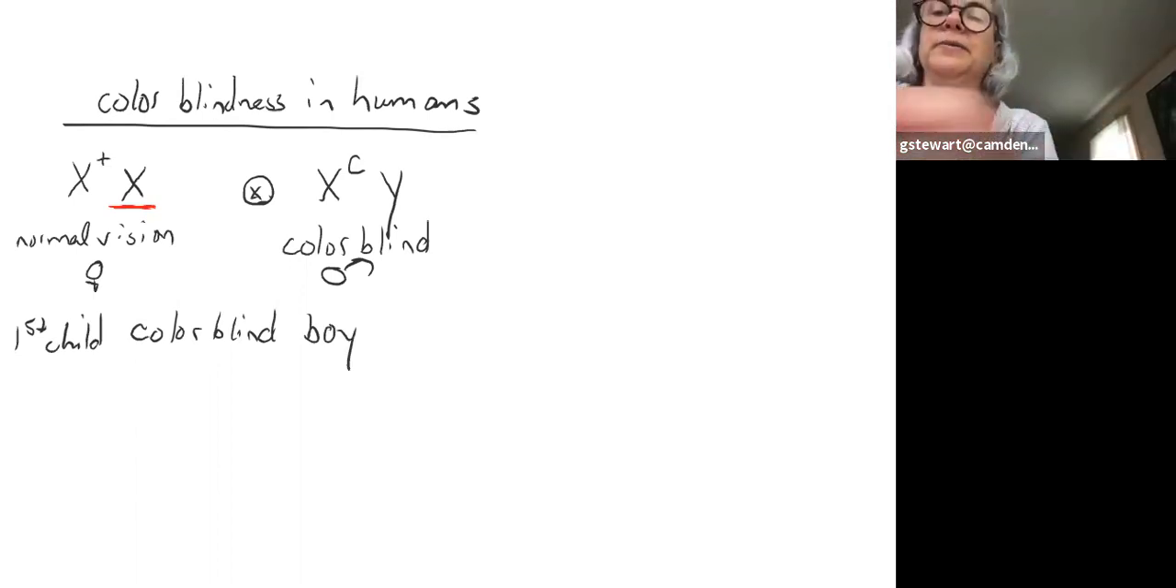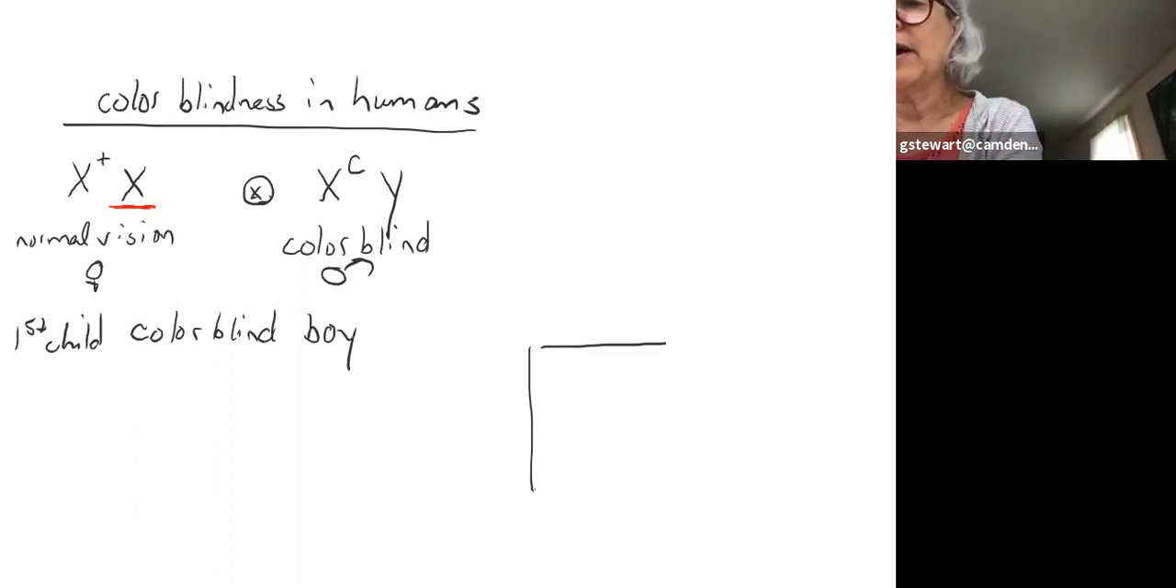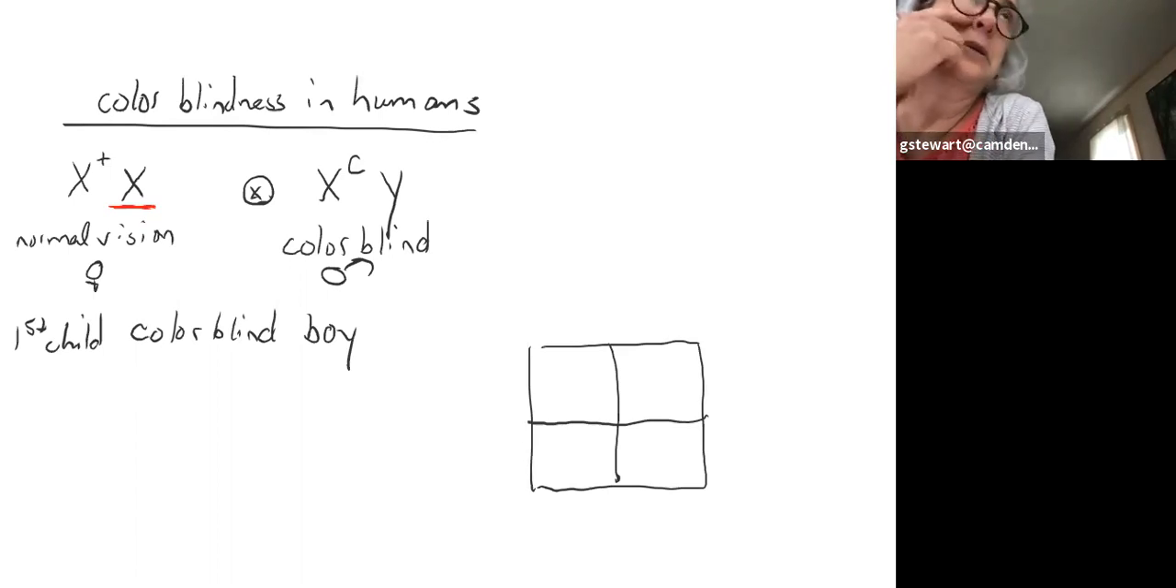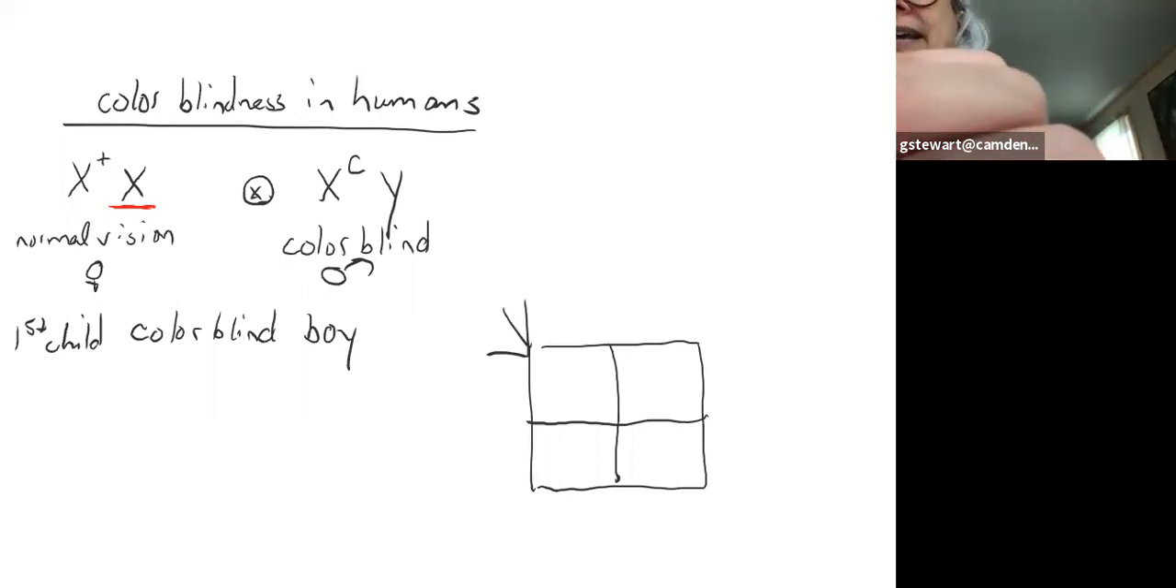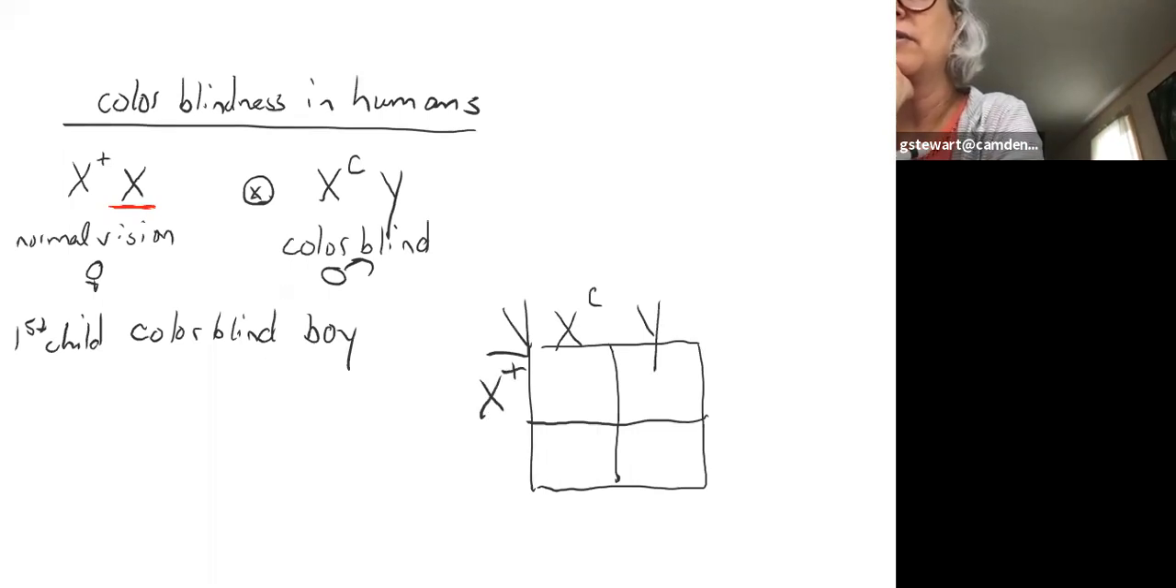Okay, so if we were drawing our Punnett square, the question might be like, what are the chances they're going to have a colorblind girl, or what are the chances they're going to have another colorblind boy? And now we would separate them by the sex characteristics. So we would have the male here, and put him on the top, and the female down the side. And we said she had normal vision, right? But they have a colorblind boy.